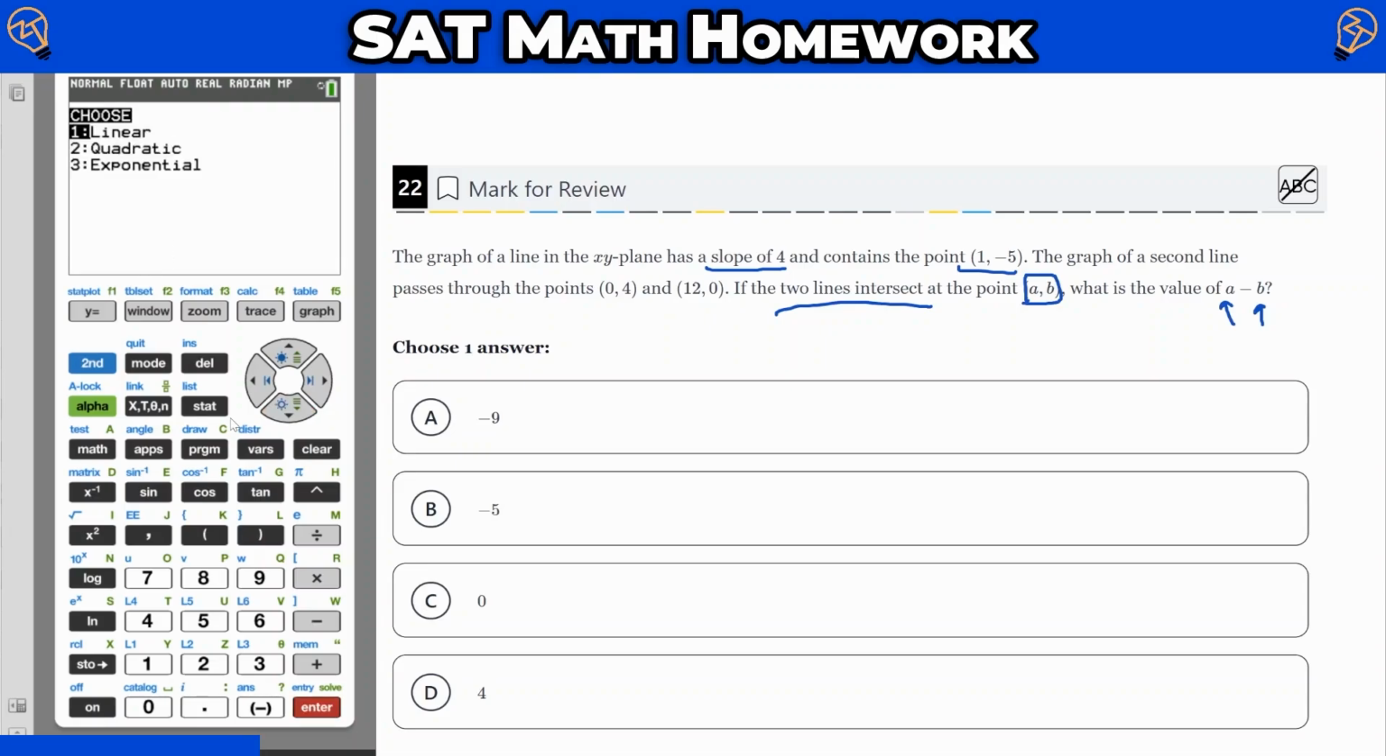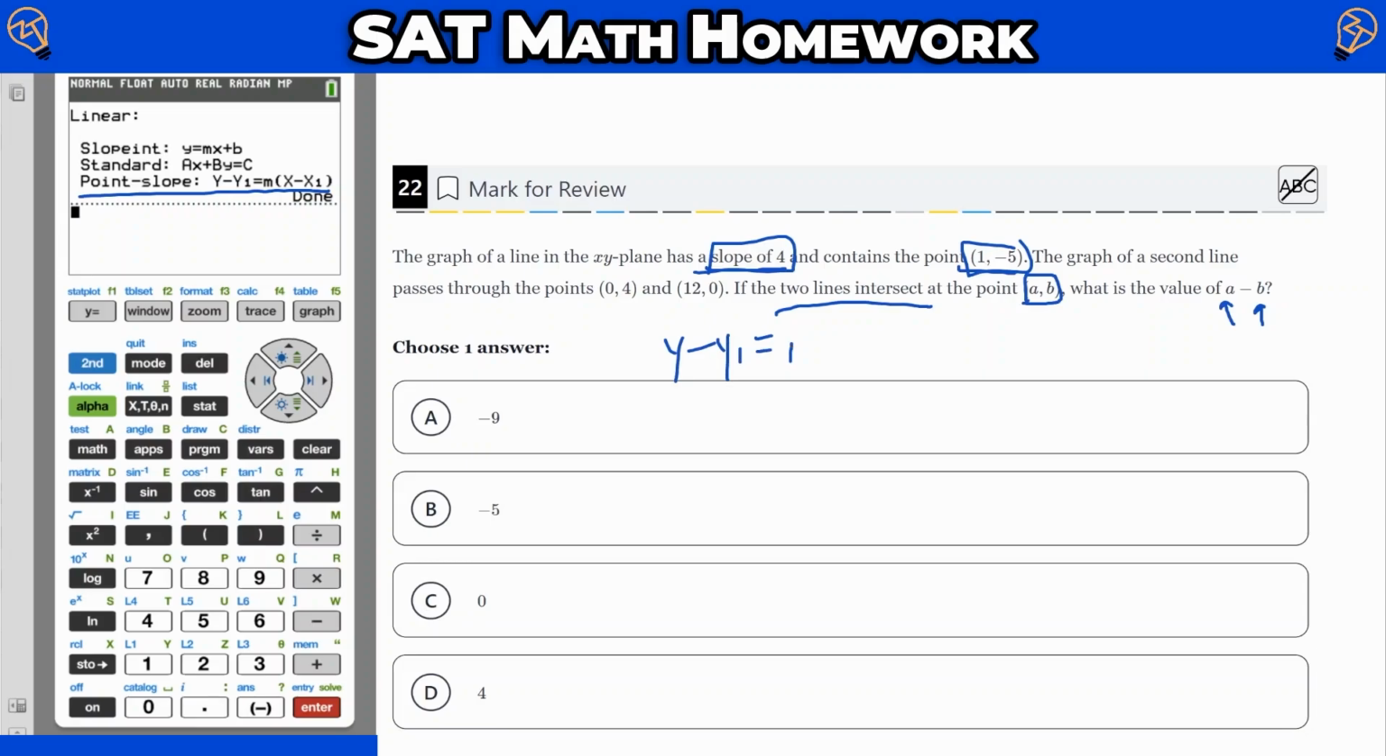And notice you have three different kinds of functions. We're gonna choose linear. And within that, we have three different kinds of equations for a line. We have slope intercept, standard, and point slope. So the fact that we have a point and a slope means we're gonna wanna put it in this point slope form, which is y minus y1 equals m times the quantity x minus x1. So we know the slope is 4. That's an easy one to plug in.